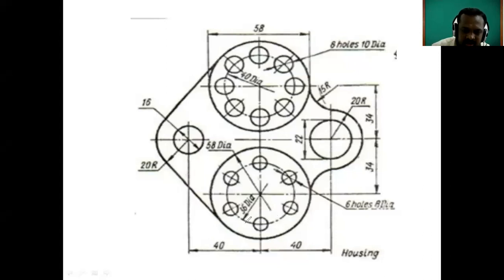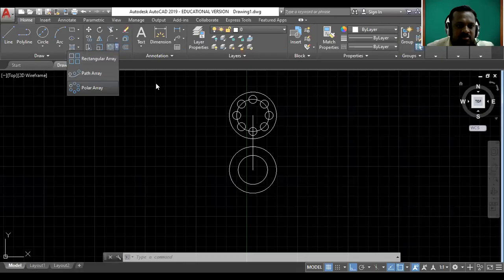When we draw these circles on the periphery of a circle, it is called the polar array. Okay, so now see here, first we have to draw one circle. How many circles do we require here? Six holes are required of a diameter 8. So just listen carefully how I'm going to draw this with the array command.